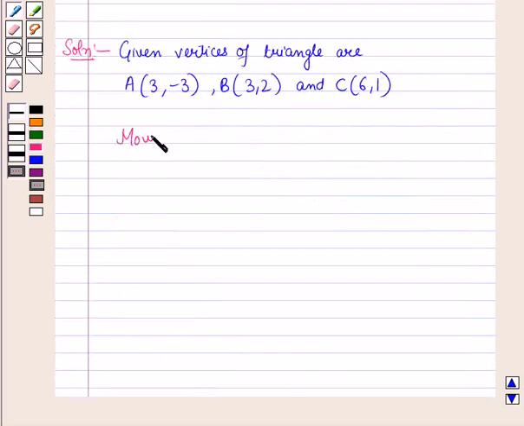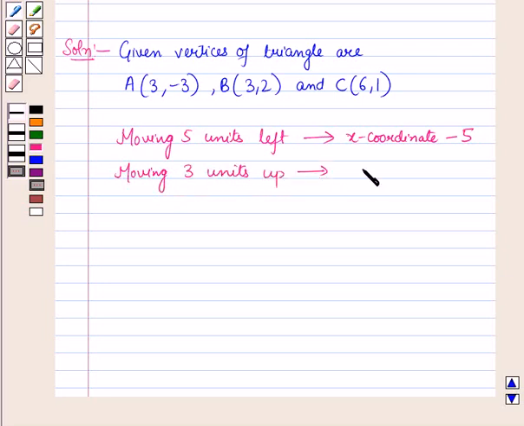Now moving 5 units left means we have to subtract 5 from the x coordinate of all the vertices, and moving 3 units up means we have to add 3 to the y coordinates of all the vertices. Now let the new vertices of the triangle be A dash, B dash and C dash.